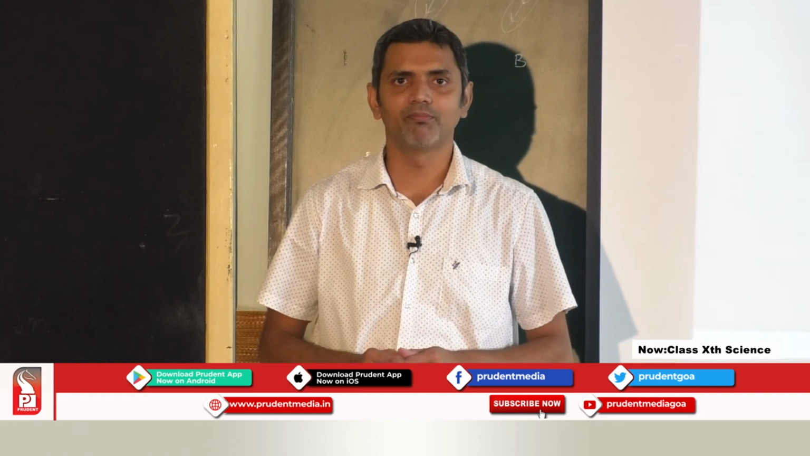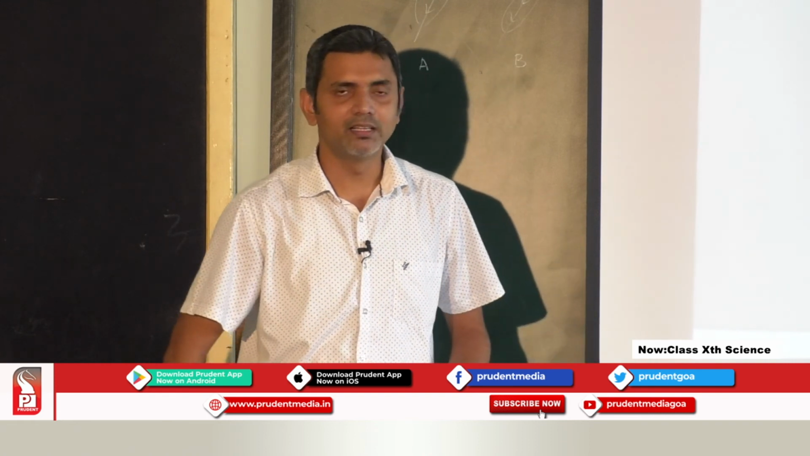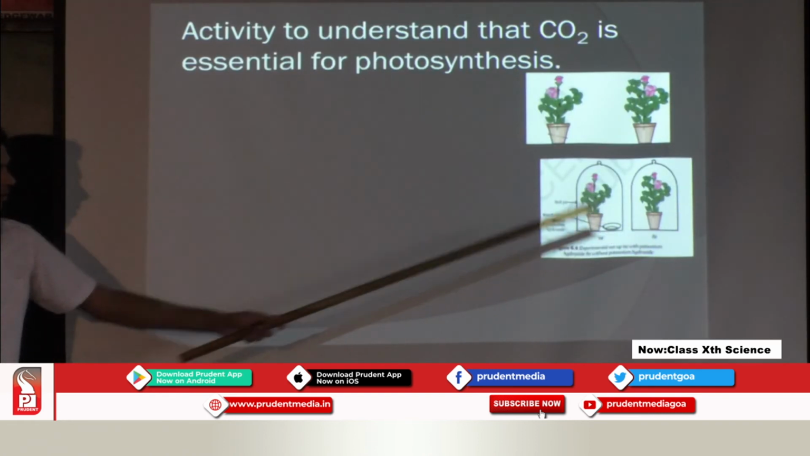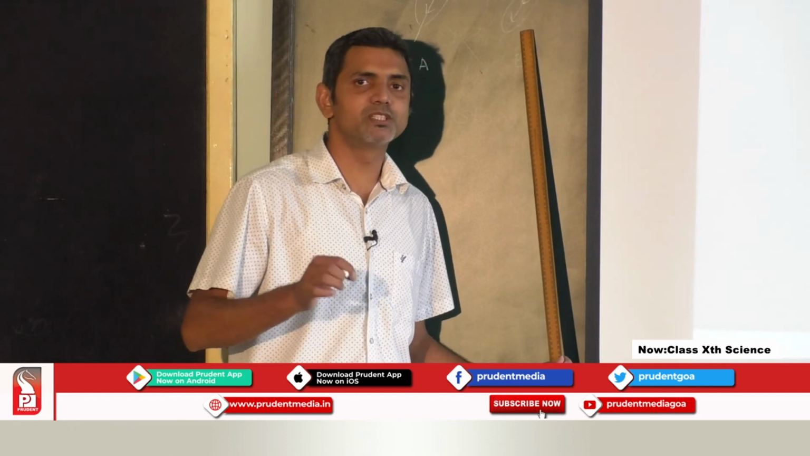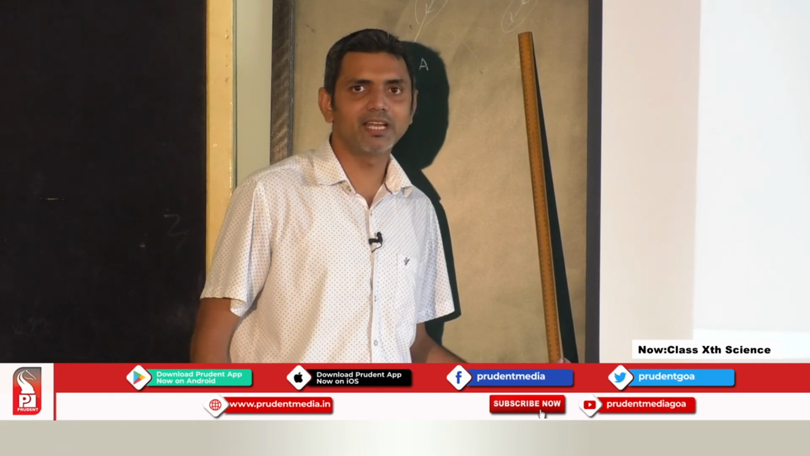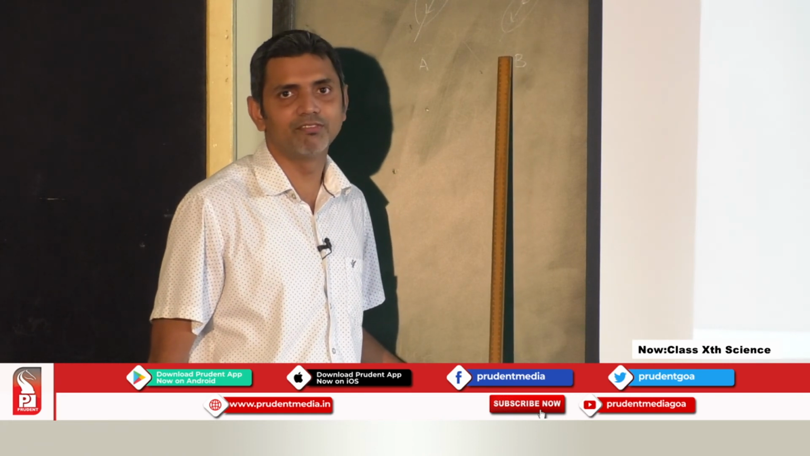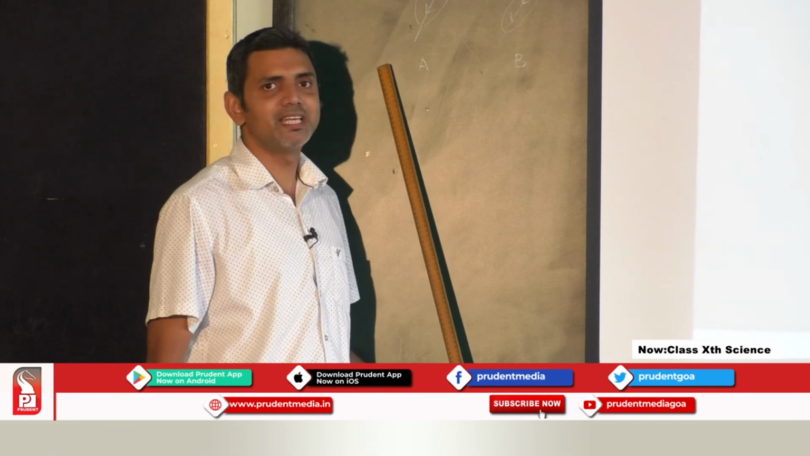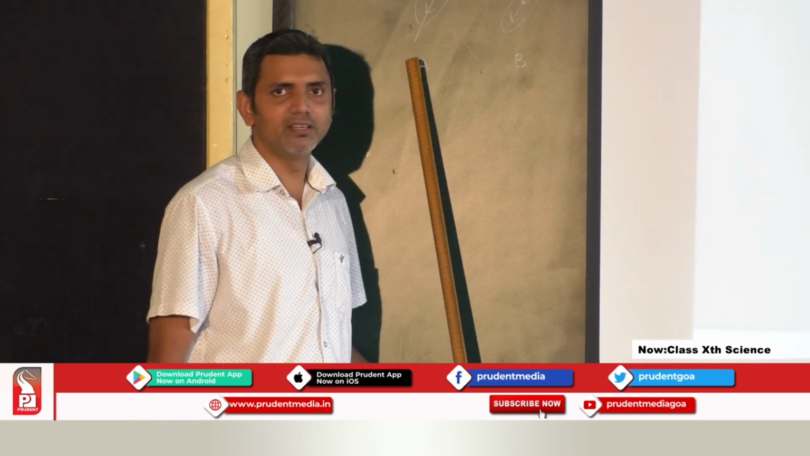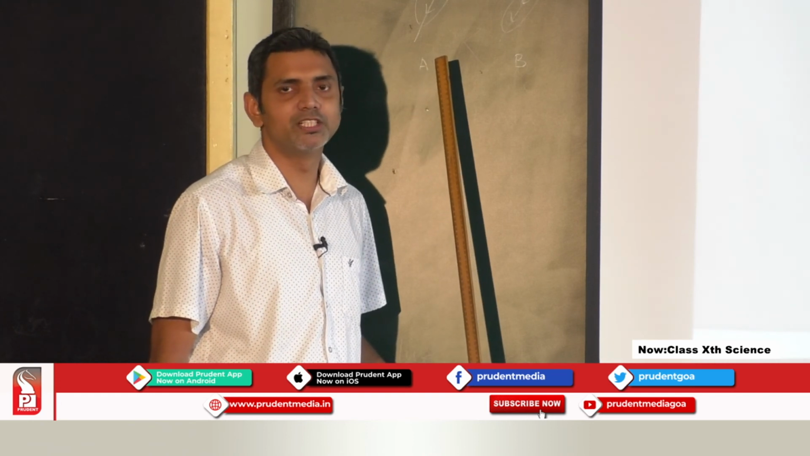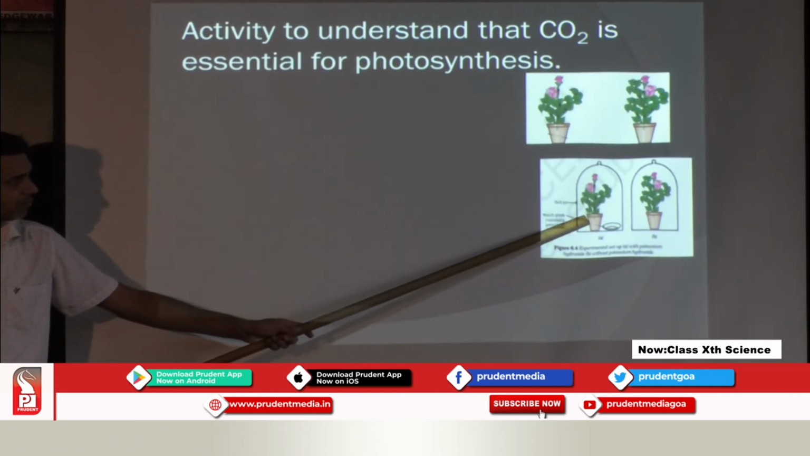Keep it for some time, remove both the leaves, and we are going to observe that leaf B will turn blue-black. So, if leaf B turns blue-black, we understand that leaf B has produced food, or starch is present in leaf B, whereas we will not see any change in the case of leaf A. So, leaf A will not prepare its food because carbon dioxide is not available to it.